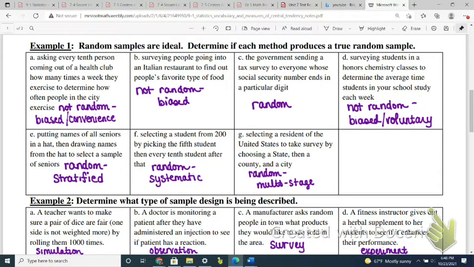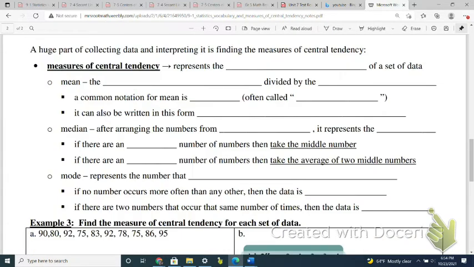So let's talk and review the measures of central tendency. A huge part of collecting data and interpreting is finding the measures of central tendency. The measures of central tendency represent the center or the middle of the data. You've done these since 6th grade, so this is just a review. Your mean, median, mode, those are your measures of central tendency.